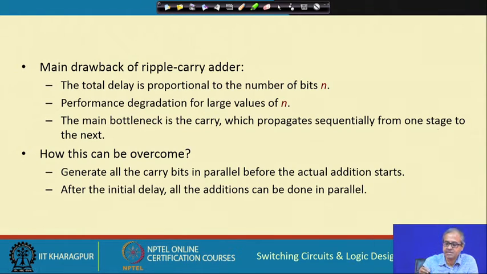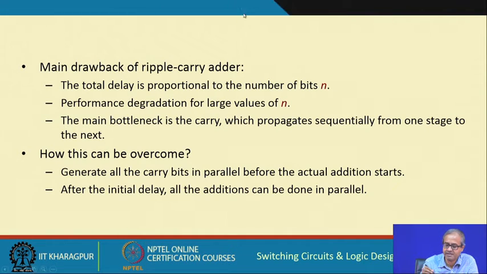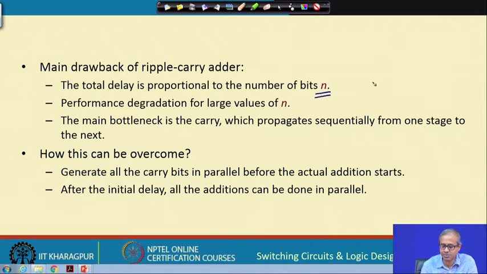Now, let us look at what is the drawback of this ripple carry adder. The drawback of the ripple carry adder is that the total delay we have seen earlier is proportional to n. So, as we increase the number of bits, the delay also increases, there is a degradation in performance. But in reality we need to design adders that are pretty big, 32 bit, 64 bit addition. Not only that, we want to make them very fast, we want to carry out the addition in a faster way. So, how do we do this?